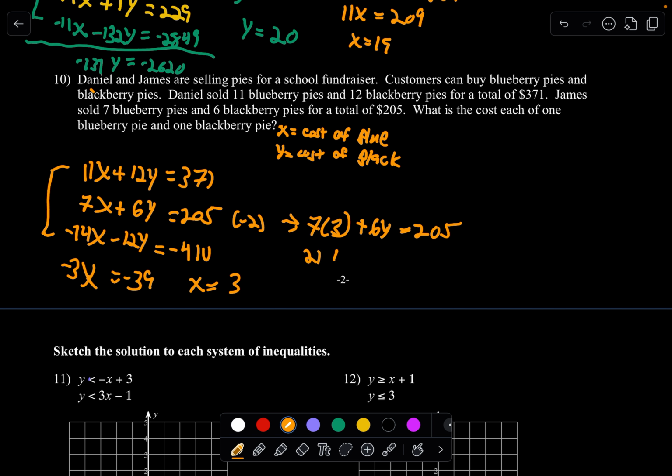All right, that's 21 plus 6y equals 205.